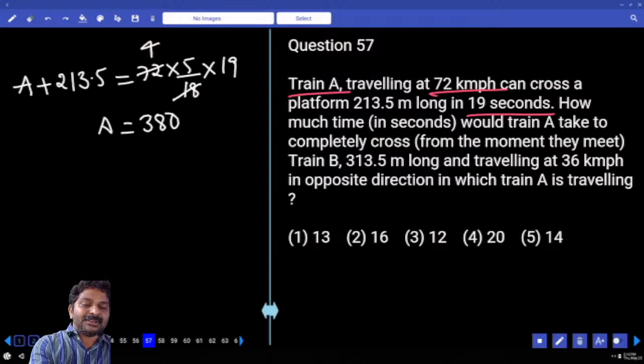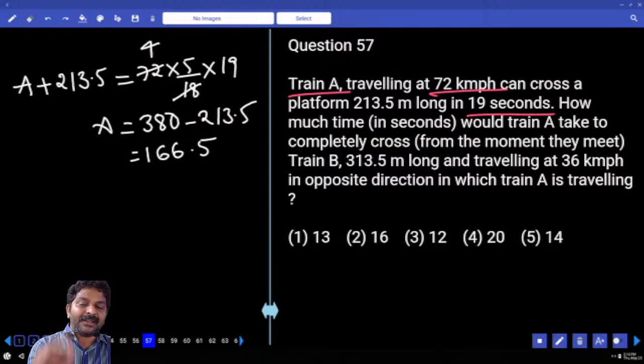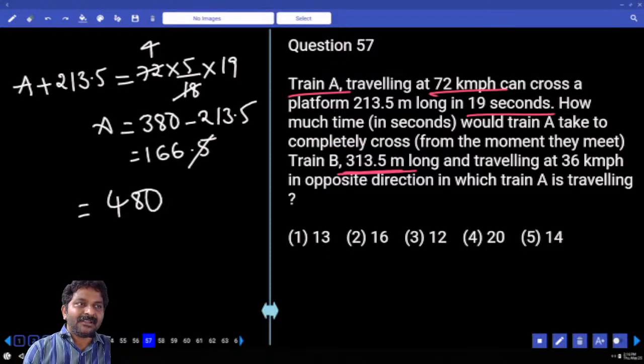Then A value is equal to 166.5. Clear? This is the length of train A. Now it crosses train B of length 313.5. Then distance covered is equal to train length 1 plus train length 2. Correct? 0.5 added to 313.5 becomes 314. Now both sum together to 480.